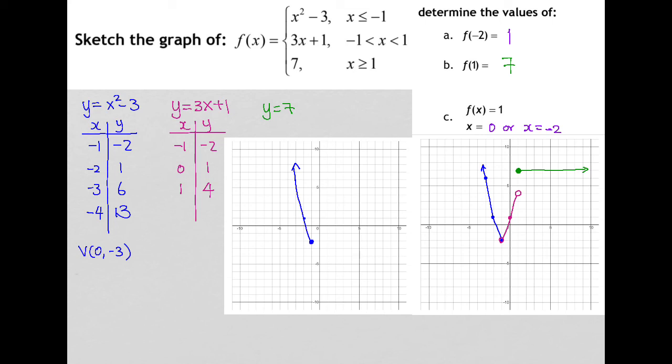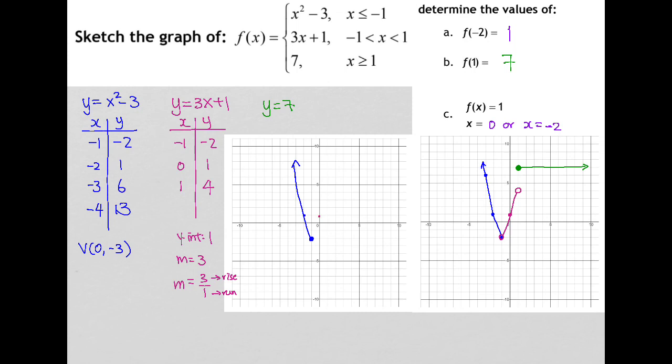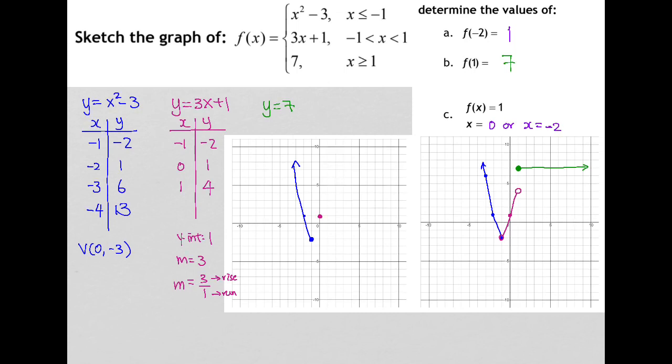The next one, we're going to use the slope and y-intercept to graph the second piece, which is a linear relation. So y-intercept is at 1, and slope is 3. 3 can be written as a fraction, 3 over 1. That means the rise is positive 3, go up by 3. Run is positive 1, that means you go to the right by 1. So we graph the y-intercept first at 1, and slope is 3, go to the right by 1, go up by 3, go to the right by 1, go up by 3. After that, we make a straight line.